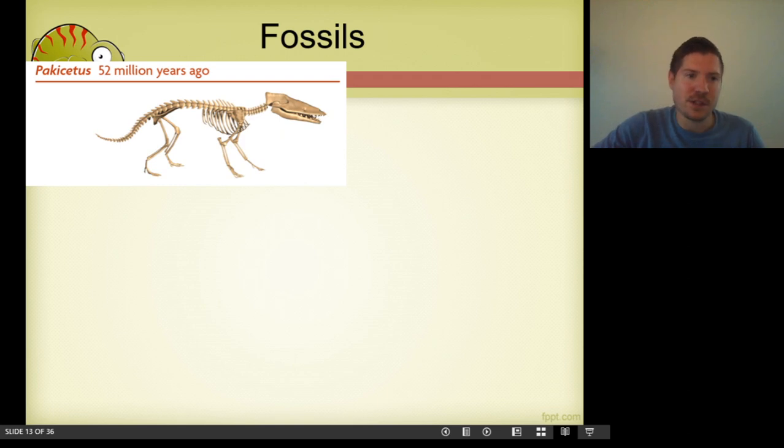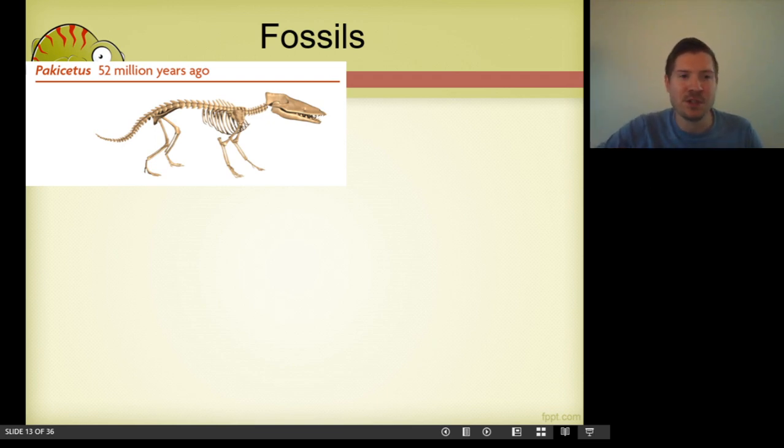So if you look at this fossil, this is Pakicetus, who lived 52 million years ago. What I want you to do is think to yourself, what do you think the modern descendant of this organism is? So take a look at Pakicetus here and then think to yourself, what do I think this may have led to in the current day? Right? So get an idea in your head.